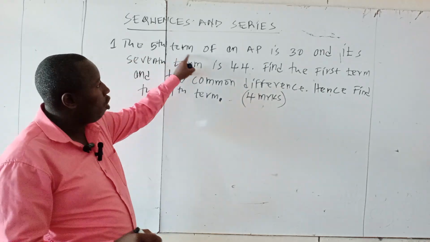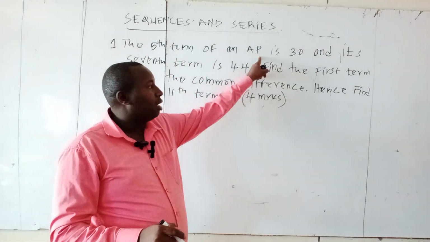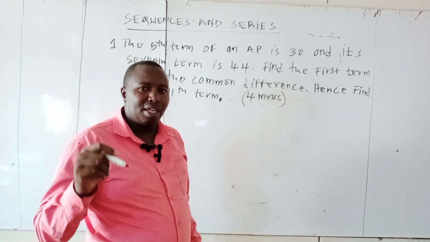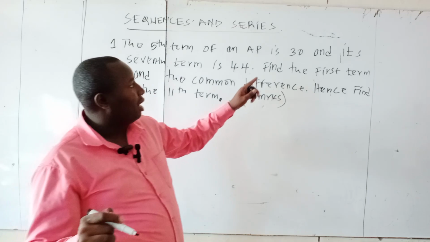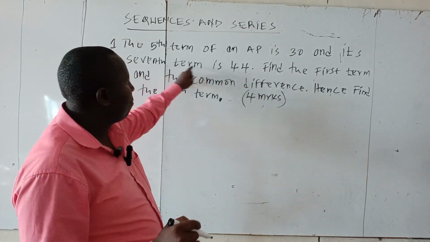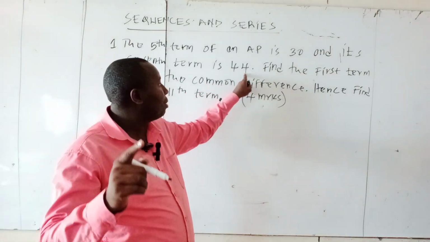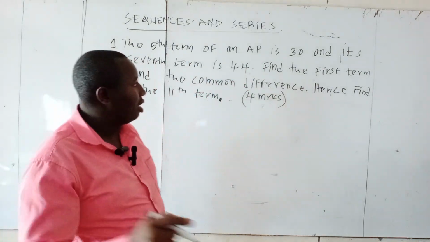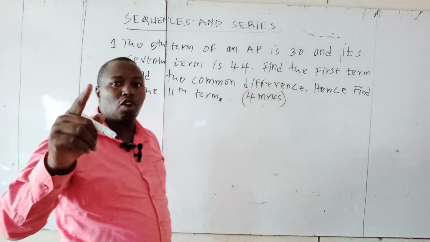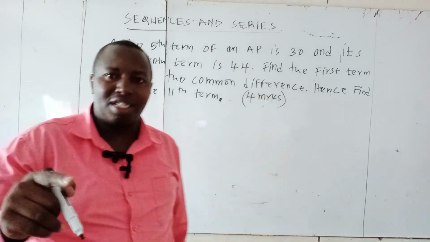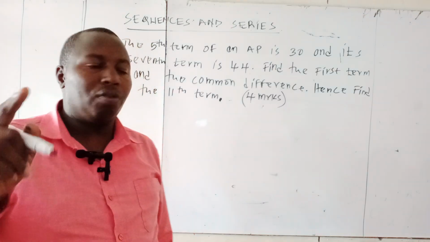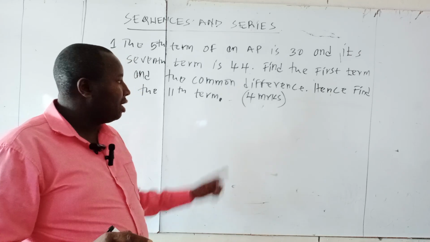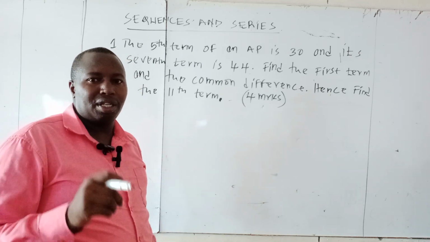The fifth term of an AP is 30. AP, this is the arithmetic sequence. And its seventh term is 44. So the fifth term is 30 and the seventh term is 44. You are told, find the first term and the common difference of the sequence. Hence, find the 11th term.